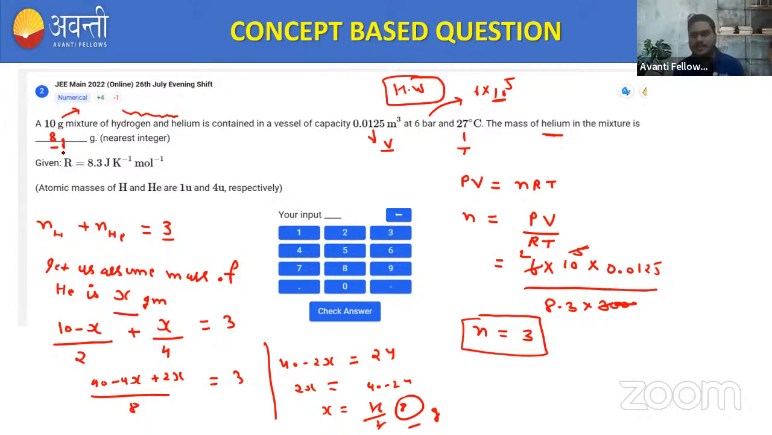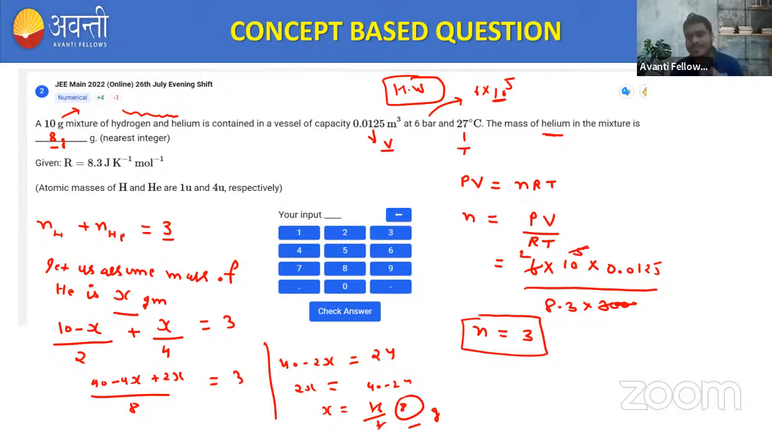समझ आया क्या सबको? जल्दी से एक बार बता दो. देखो क्या पूछा था, a 10 ग्राम मिक्सचर ऑफ हाइड्रोजन एंड हीलियम, यानी एक मिक्सचर है जिसमें हाइड्रोजन है एंड हीलियम है, is contained in the vessel of the capacity this. So volume is given and pressure is given and temperature is also given. You have to calculate the mass of helium in the mixture. So first of all, what we calculate, that is the number of mole. How? That is PV is equal to nRT. So we can calculate the total number of mole of this mixture.